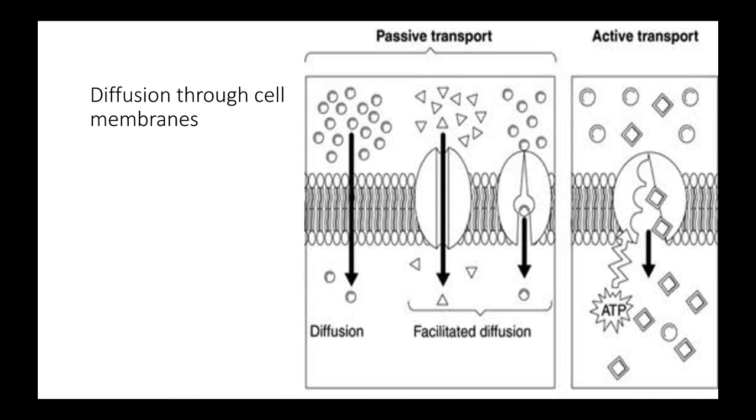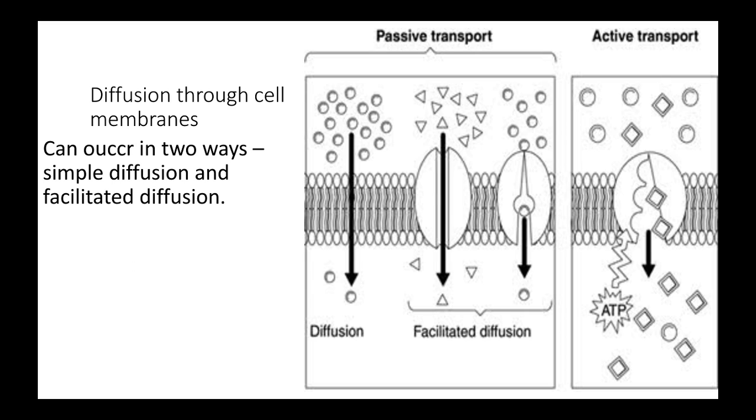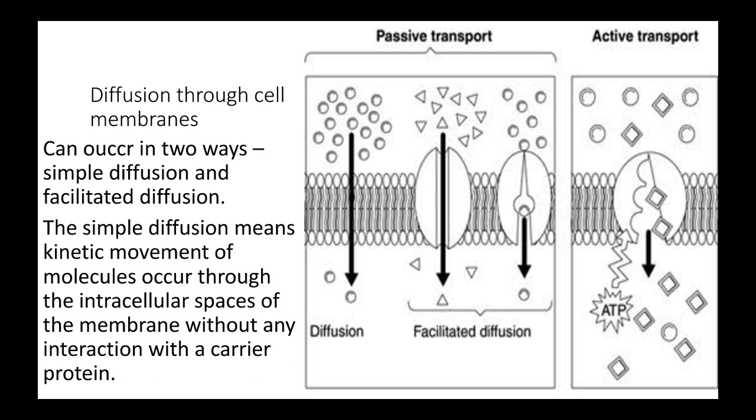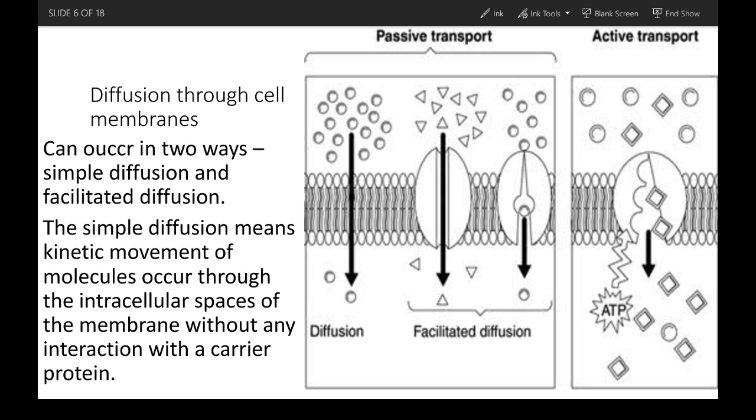Now diffusion through cell membranes can occur in two ways: simple diffusion and facilitated diffusion. Simple diffusion means kinetic movement of molecules through the intermolecular spaces of the membrane without any interaction with a carrier protein, right? As we can see in this case, the diffusion of lipid soluble molecules is occurring through the membrane without the need of any protein molecules, right?